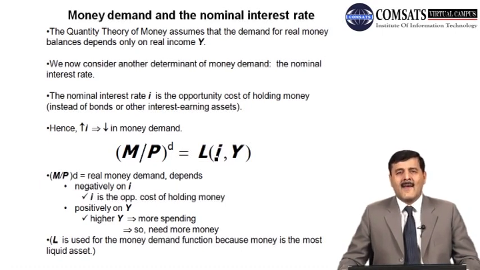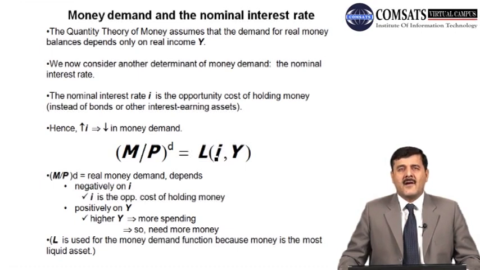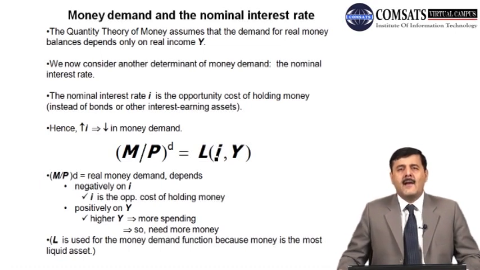So we can say that money demand is not only depending on the real income in the economy, as we found in the QTM, quantity theory of money, in the previous lecture, but demand for money also depends on the nominal interest rate in the economy. Or we can say that money demand is a function of the nominal interest rate as well as real income in the economy. As you can see on the slide, M over P equals L of I comma Y. So M over P, the demand for money, is depending on two variables now, which are the nominal interest rate and the real income.